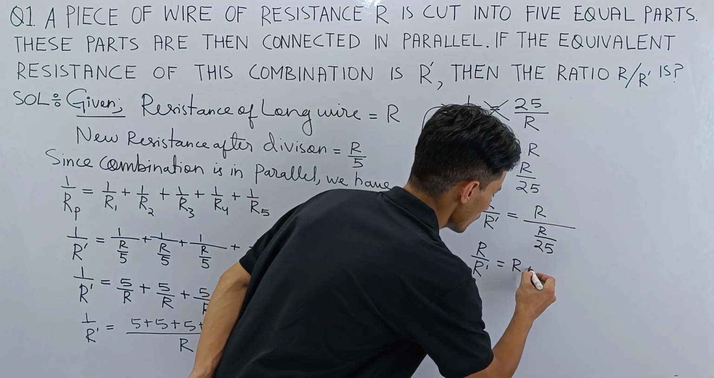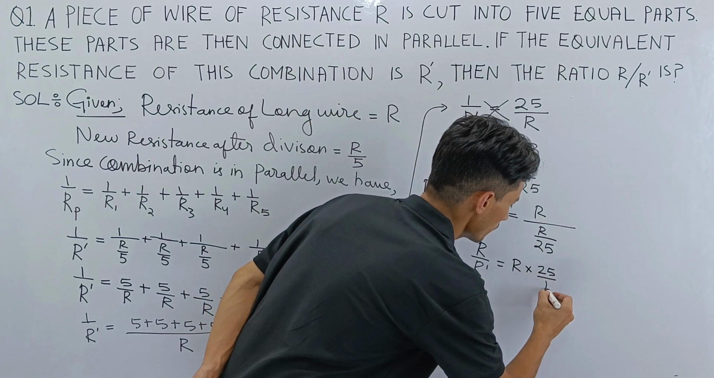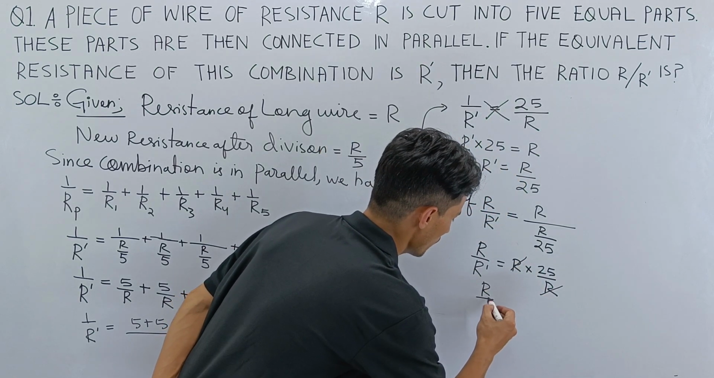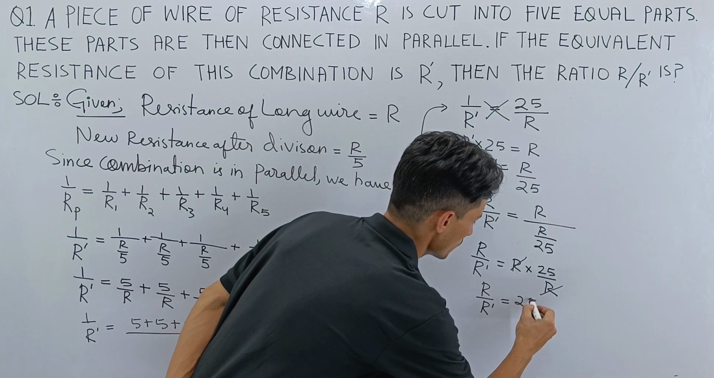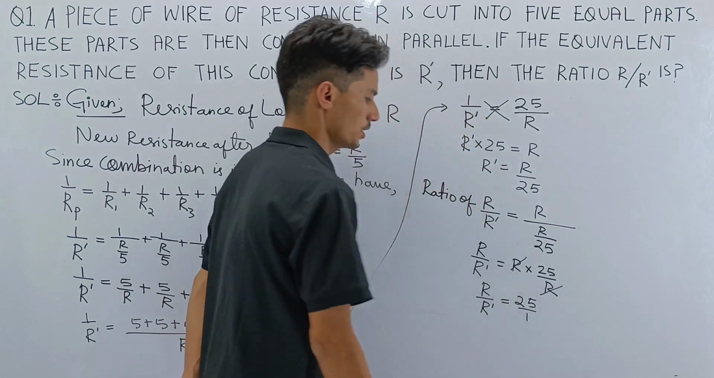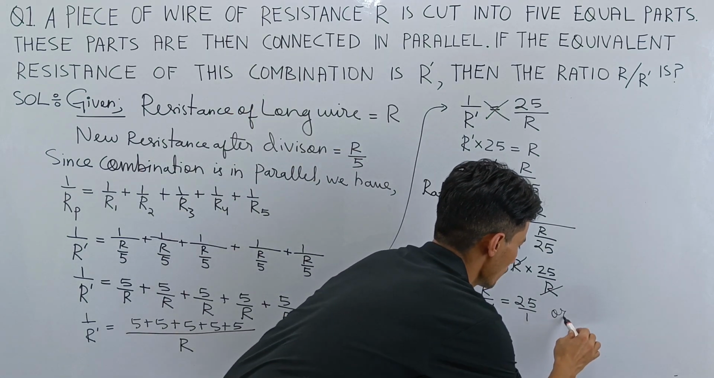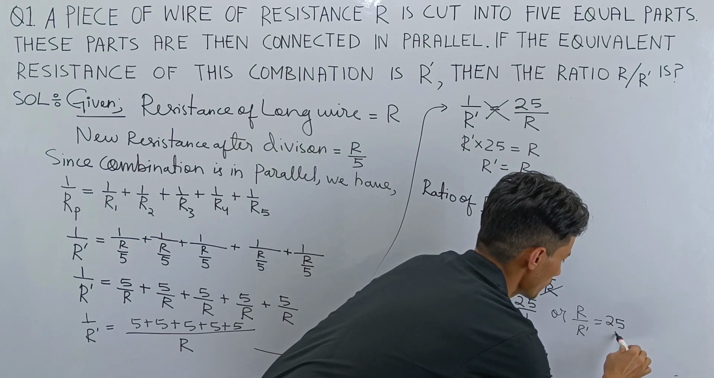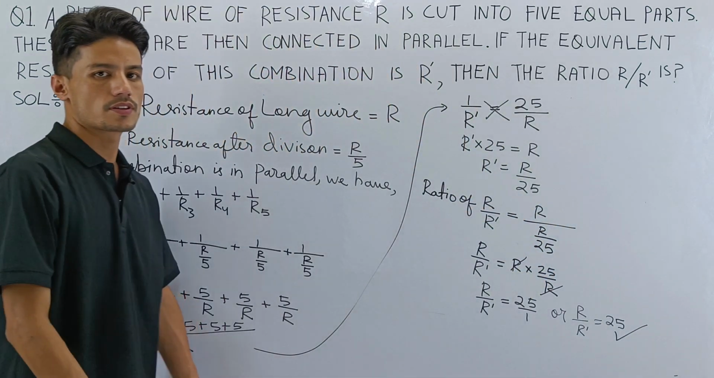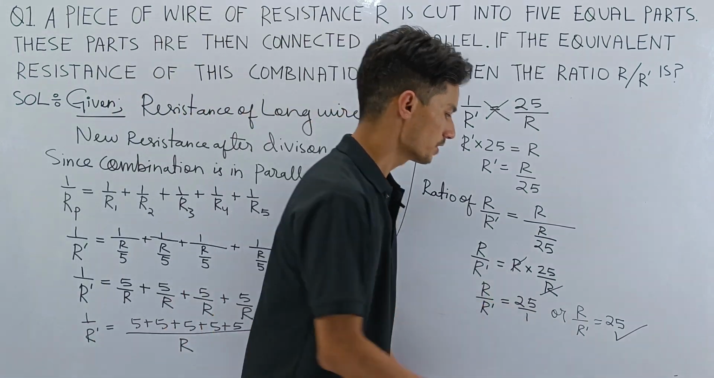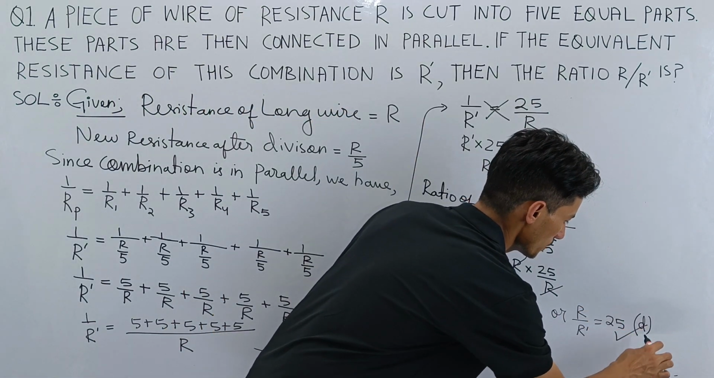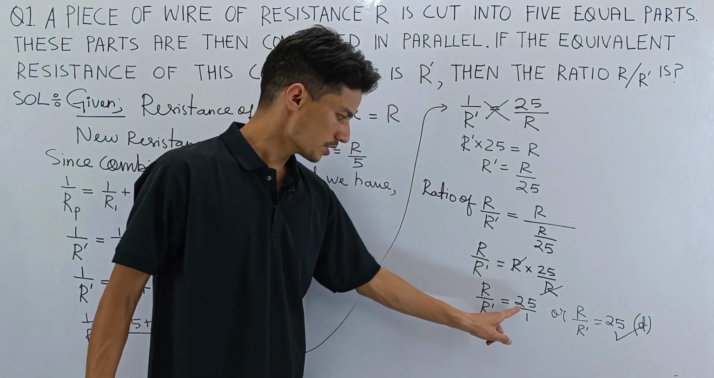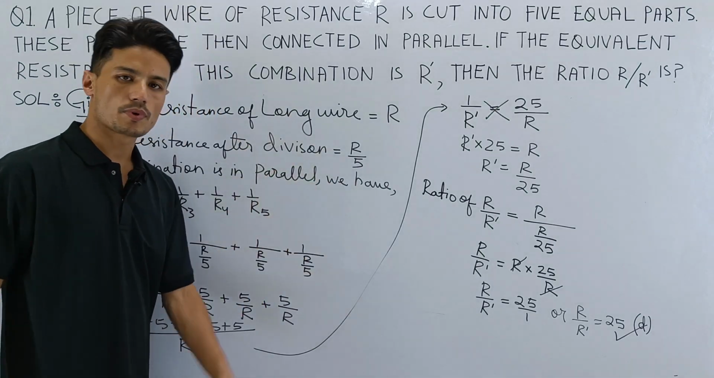So it will be R into 25 by R. So R gets cancelled. So the answer for R by R dash is 25 by 1, which is 25. So R by R dash is equal to 25. Does the answer have 25? Yes, I think the answer has 25. Option D, if I'm not mistaken. So this is the correct answer. The ratio of R by R dash is 25. So this is question number 1.